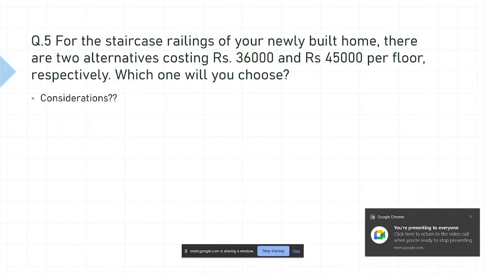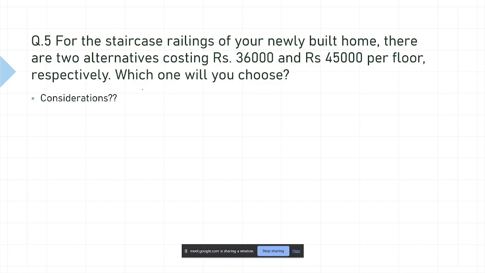So in this case, we will choose the 36,000 option, and this can be directly linked to our first method, out of pocket commitment, right? If you are the owner and you are paying, you would like to pay less. Anybody has any problem with this? Okay, moving on.